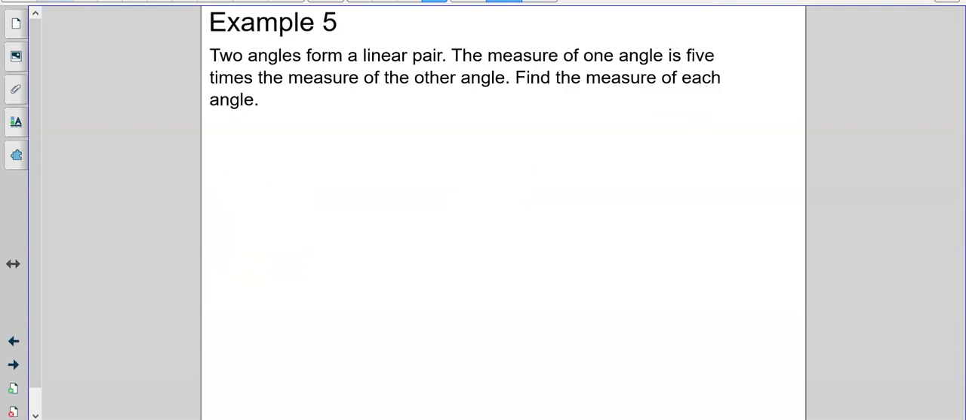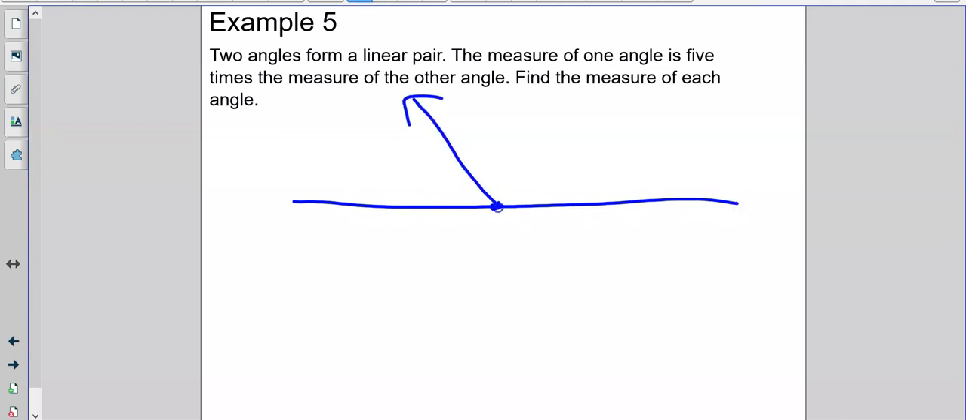All right, two angles form a linear pair, which means they form a line. So right off the bat, you can draw a line and draw a ray. Now, this may not be to scale. My two angles may not look like this. It may end up looking totally different, like a really small one and a really big one. It doesn't matter. You're not drawing this to scale. You're just getting an idea of what you're talking about.